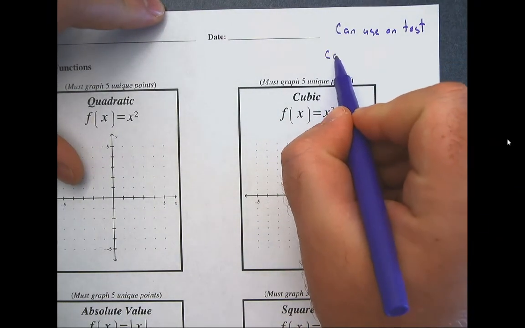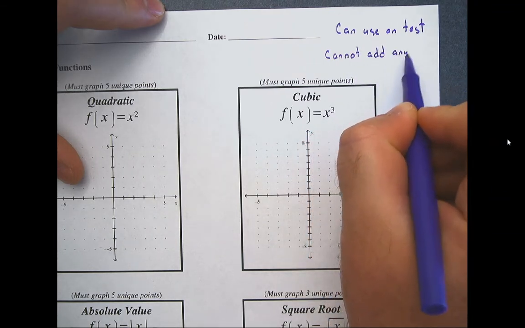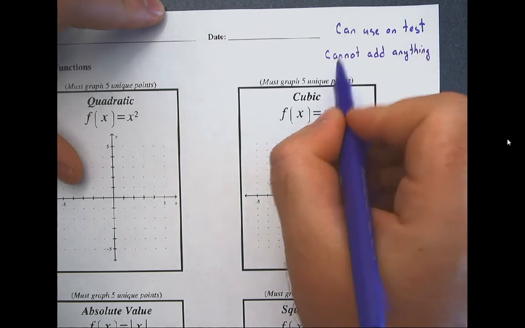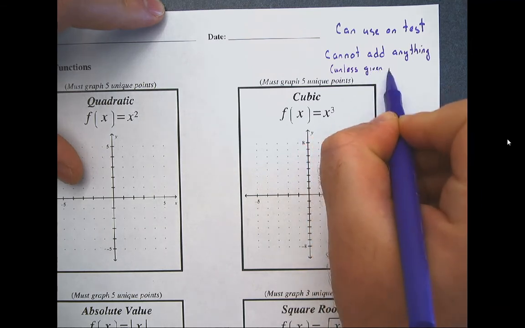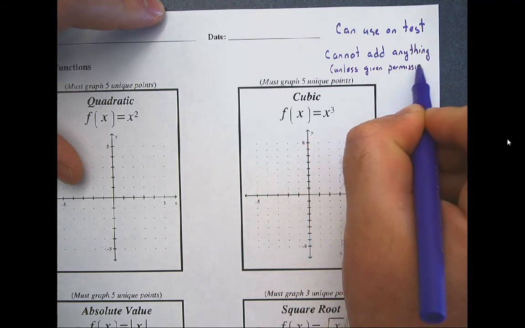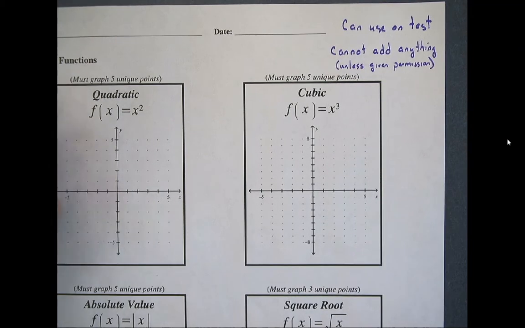You cannot add anything unless given permission. So as we go through this unit, if there's something that you think, for instance, that we're going to do in the next unit, graphs of rational functions, and there's a whole list of stuff that helps us graph that, you're going to be able to add that to this. But don't add anything without my permission, because then I'll have to deal with it on test day, and it's not a fun thing to deal with.